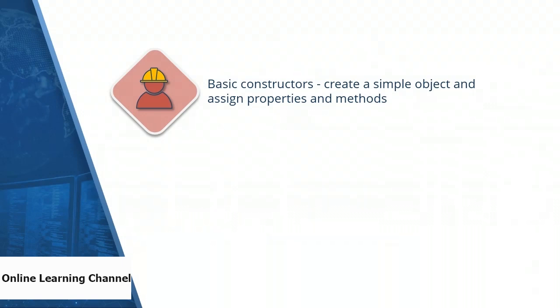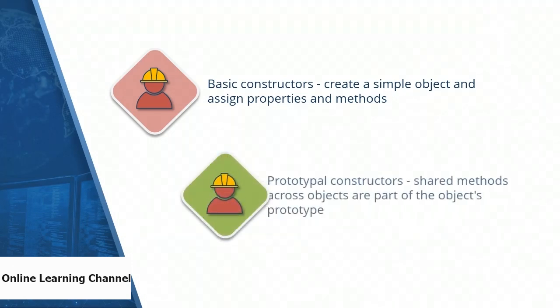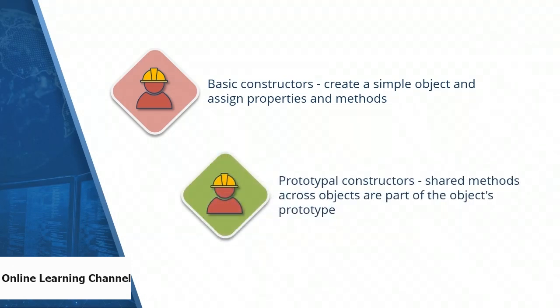But JavaScript also allows you to templatize the construction of objects that are similar to one another. For example, objects that you use to represent different employees in an organization will have very similar characteristics. In order to construct such objects, you'll use prototypal constructors. Prototypal constructors allow multiple objects to share methods instead of every object having its own reference to every method. When you use prototypal constructors, these shared methods are part of the object's prototype property.